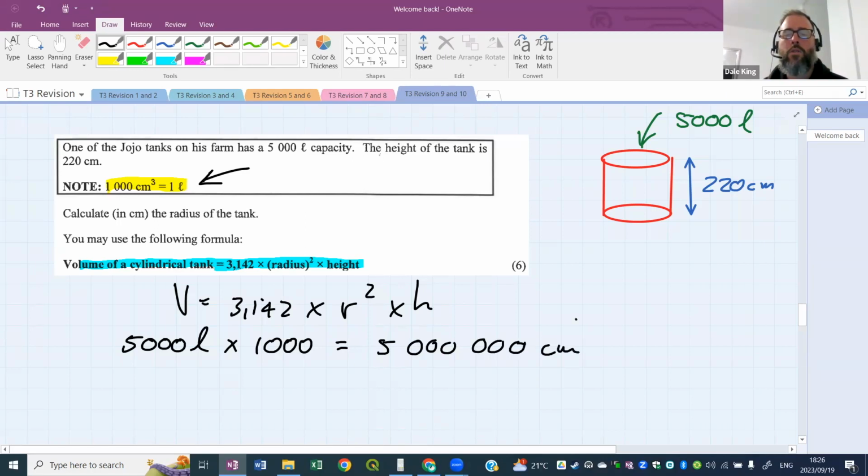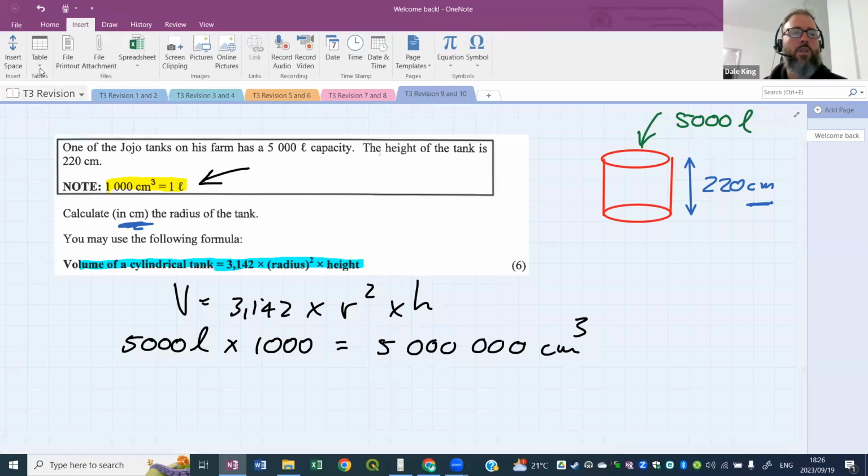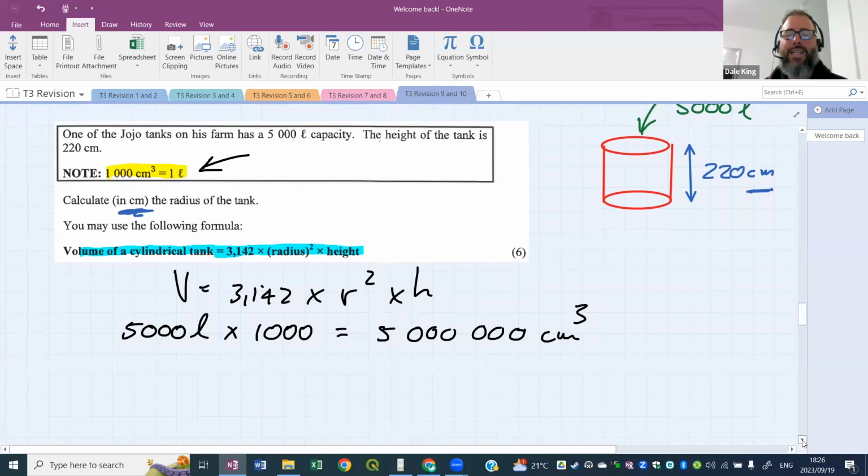Centimeters cubed. So the first thing we did was change to centimeters cubed. Why are we doing this? Because our height is in centimeters. And also the radius they want, look at the question, needs to be in centimeters. So the units we have to work in here are centimeters. This is why Ben's suggesting we do this. So we're changing everything to centimeters. I don't have to change the height of the tank. I need it in centimeters.